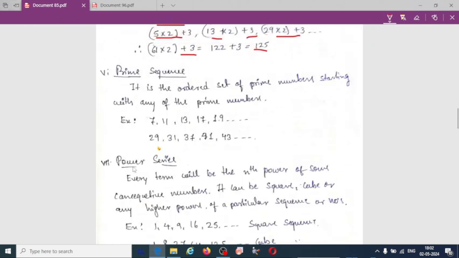Prime number or the prime sequence. So it is the ordered set of prime numbers. So a prime number is a number which is divisible only by itself. So let us take the example 7, 13, 11, 17, 19. So these are all examples of a prime sequence. So here if you take the difference between two prime numbers, how much is it here? 4. So 19 plus 4, 23, the next number in the series. So like that you can solve the prime sequence.